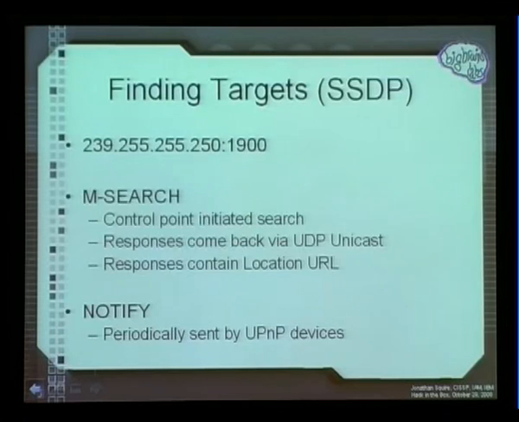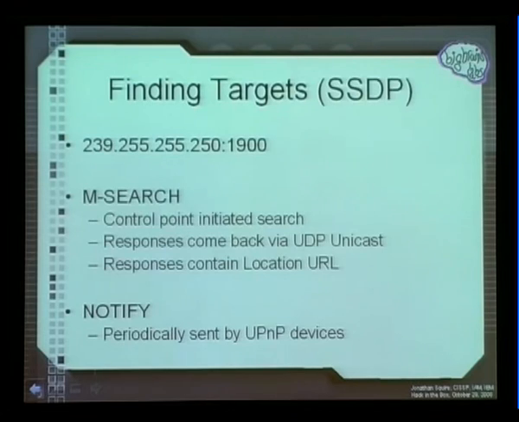So why is this interesting? We want to find targets. We want to find devices that are out there that are willing to bend to our needs and make changes to themselves. So how does that work? SSDP uses the multicast address 239.255.255.250 on port 1900, and it has two specific mechanisms for discovery.